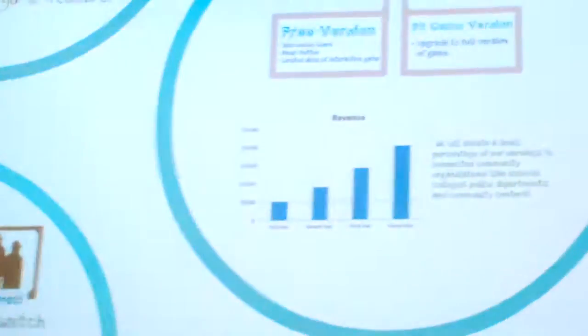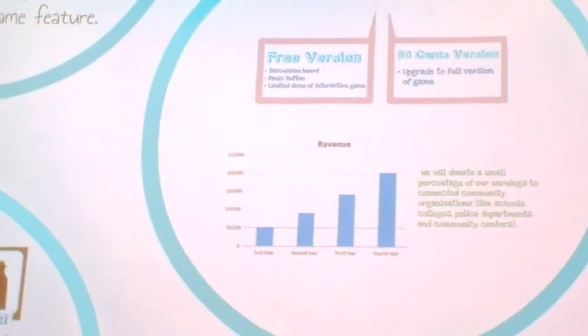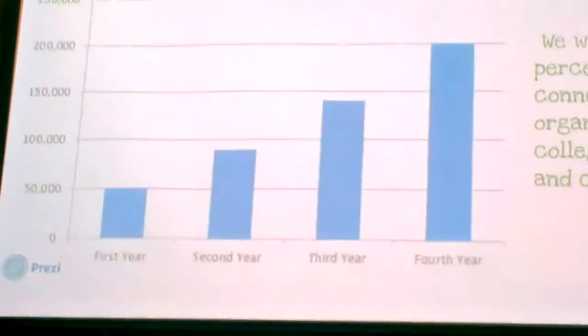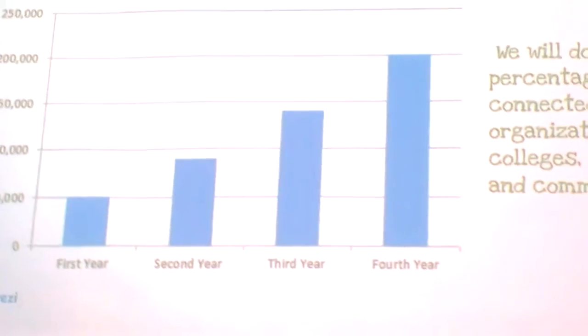For our financial analysis, we will be employing the freemium business model. That is to offer a free basic version of Neighborhood and a 99-cent version. Our free version would include a discussion board, panic button, and a limited demo of our interactive game, while the premium version is an upgrade of the game. We estimate our revenue for the first year to be about $50,000. We will also donate a small percentage of our earnings to connected community organizations.